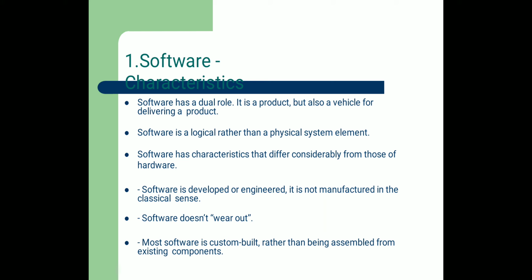Software has characteristics that differ considerably from those of hardware. Software is developed or engineered, it is not manufactured in the classical sense. Software does not wear out. Most software is custom built rather than being assembled from existing components. So these are the software characteristics.